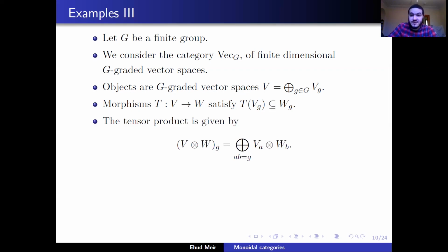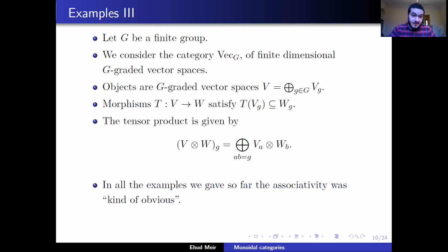And the tensor product, here is the point where we actually use the multiplication in the group G. The tensor product is given by (V tensor W)_g, which is the direct sum of V_a tensor W_b, where ab is equal to g. So in other words, if you take something of degree a, you tensor it with something of degree b, you get something of degree a times b. That's the rule here.